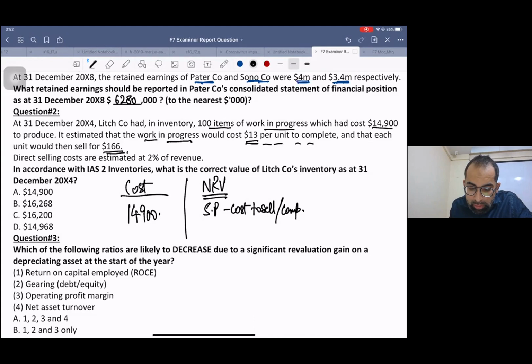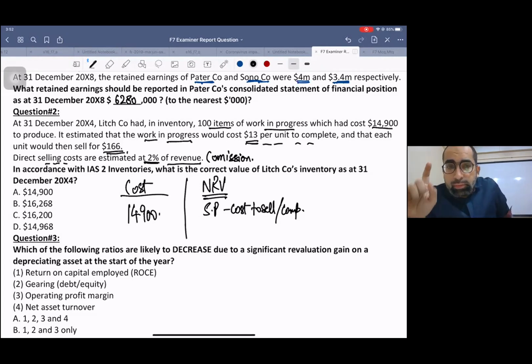Now, there is one thing more. Direct selling costs are estimated at 2% of revenue. You can think of it as commission. So in this question, there are two costs. The first one is selling cost, that is commission. That also you need to deduct. And the second cost is to complete the work in progress, 13 per unit. So two costs you need to deduct from the selling price.